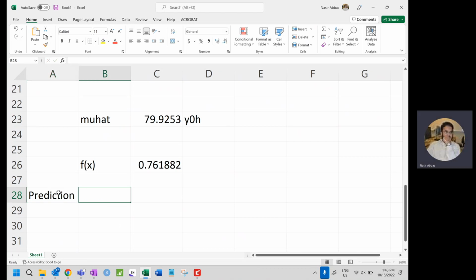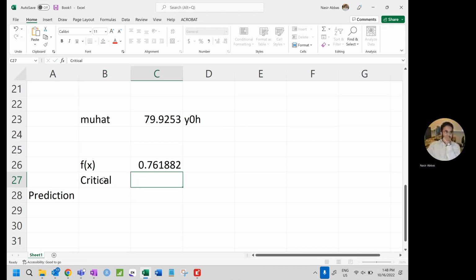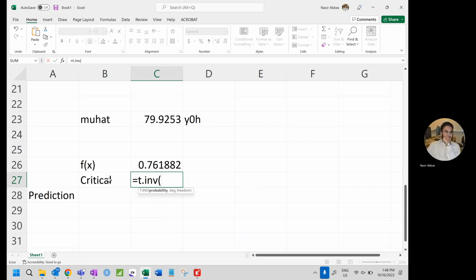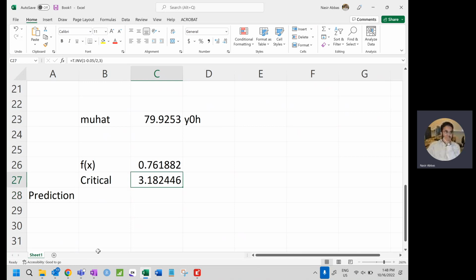I will have the lower limit to be, first I'll find the critical value also. For the critical value, I'll write T dot inverse, the probability 1 minus alpha by 2, and the degrees of freedom: n is 6, k is 2, minus 1, so 3 degrees of freedom. The critical value is 3.18.